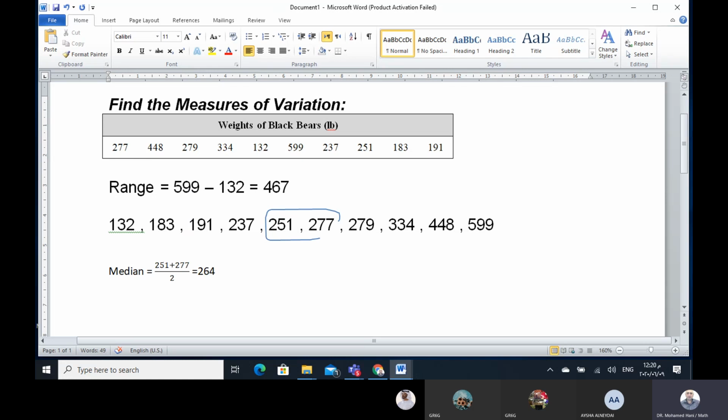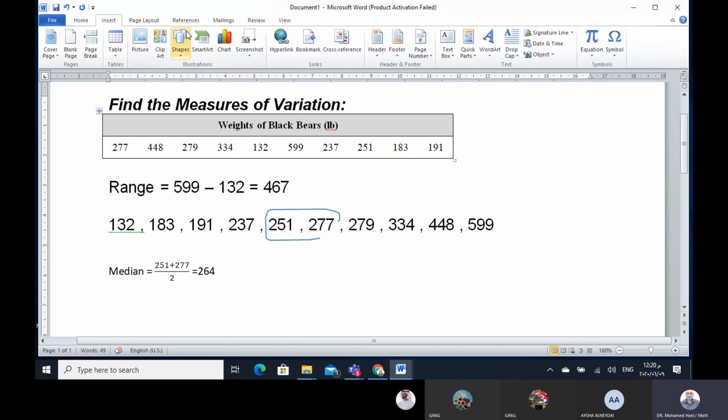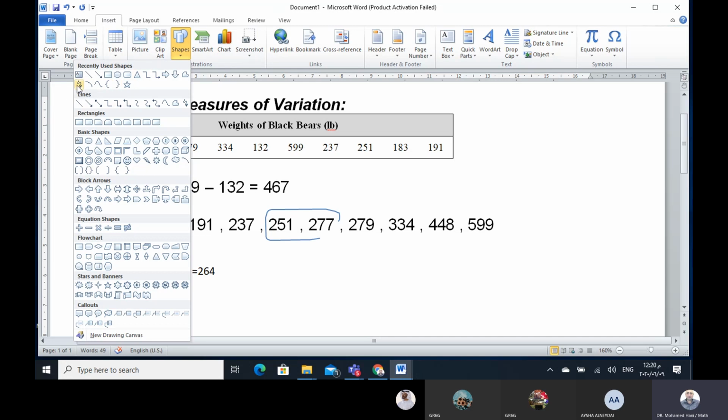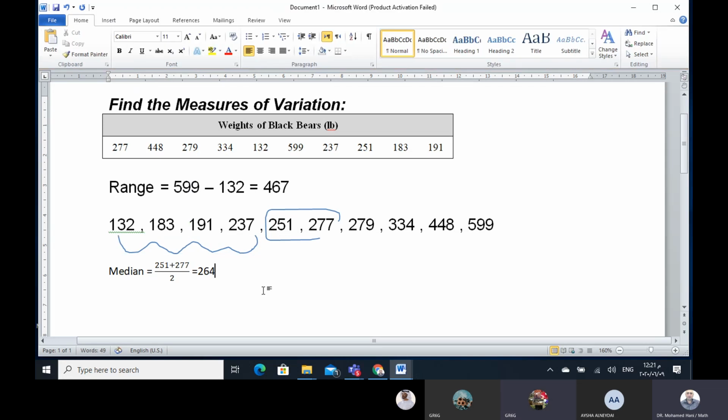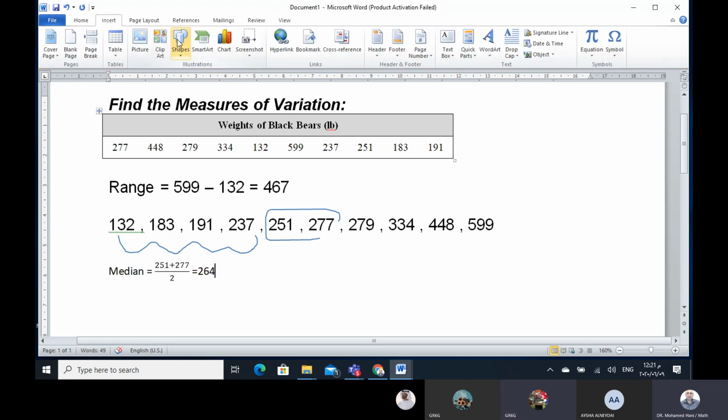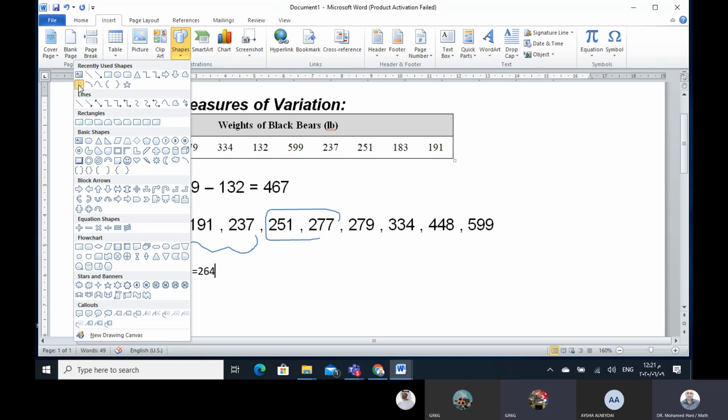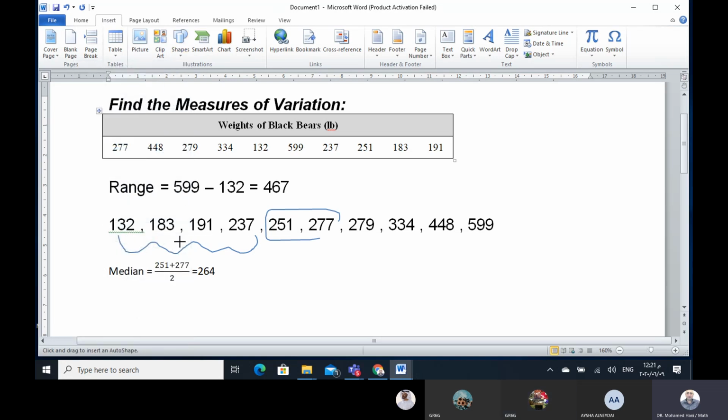When you find the median here, you will see the data divided into two equal groups or two equal sets. This is the first set here. Q1 equals 187. Great. Here in the first set, find the median of the first set.